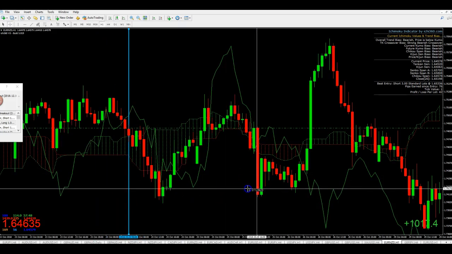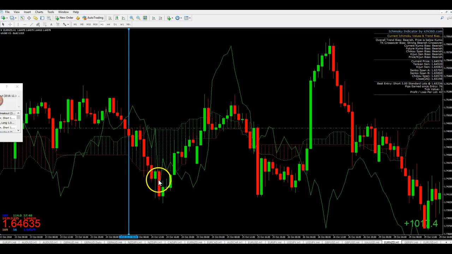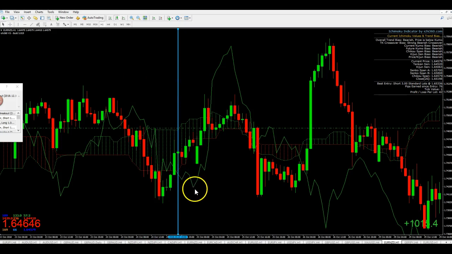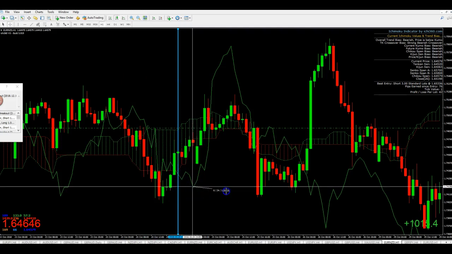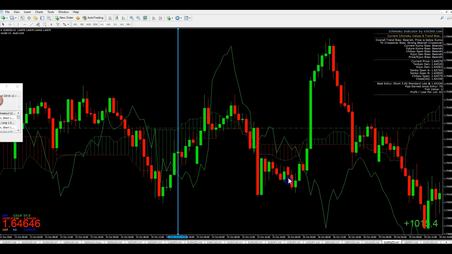So that would have been 26 periods back, like I said a while ago. That would have been somewhere around here. So you can see the Chiku span is actually behind this red candle. So I believe it was probably around here that I entered the trade. So let's assume I entered the trade somewhere here. 26 periods ahead, we would have been here.